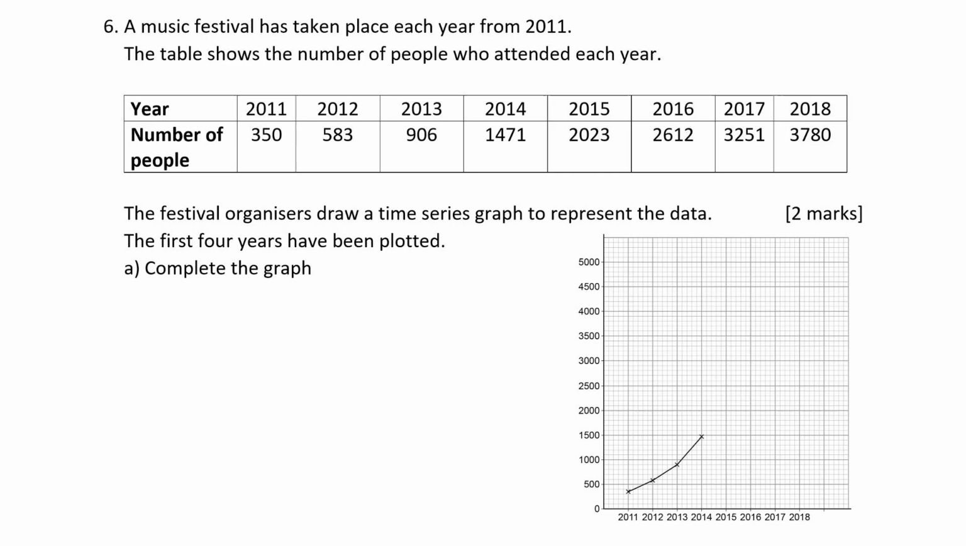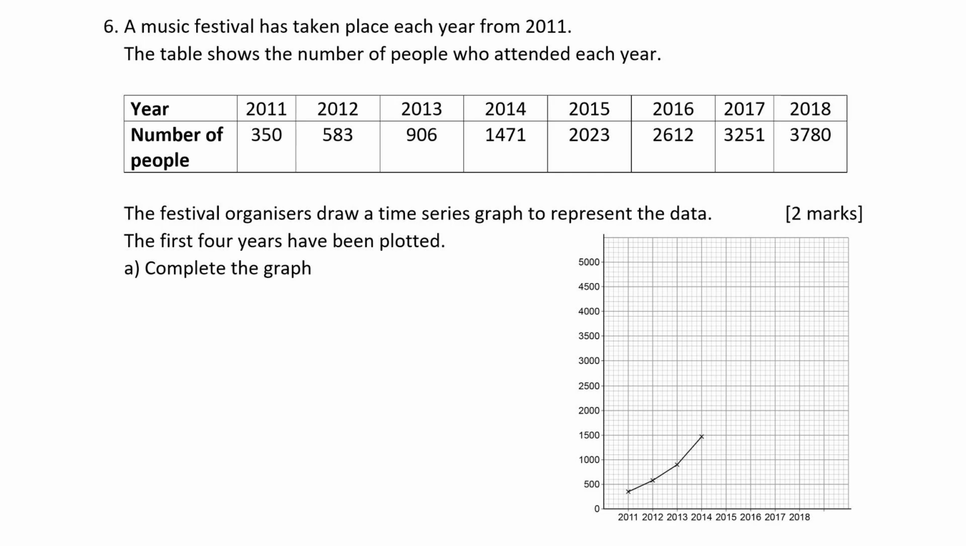Question 6. A music festival has taken place each year from 2011. The table shows the number of people who attended each year. So I've got years 2011 up to 2018 and the corresponding number of people. And you can see it's generally going upwards. It's an upward trend there, isn't there? The festival organisers draw a time series graph to represent the data. The first 4 years have been plotted. Okay, so basically they're just plotting the year against the number of people, aren't they? That's what that time series is.